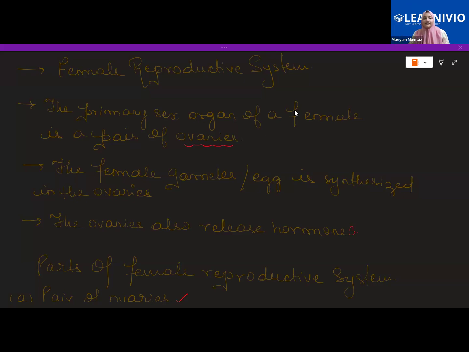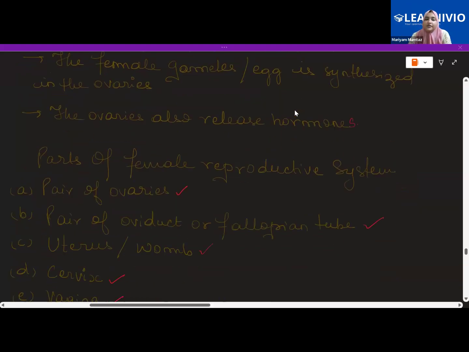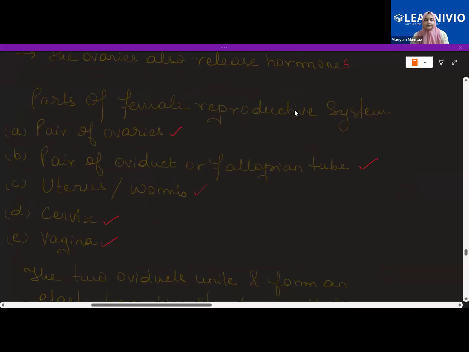Now, apart from the ovaries being the primary sex organ, they also release certain hormones that are associated with the formation of gametes. They are associated with keeping the female cycle going. Clear? So, talking about the various parts of the female reproductive system, a pair of ovaries is there.